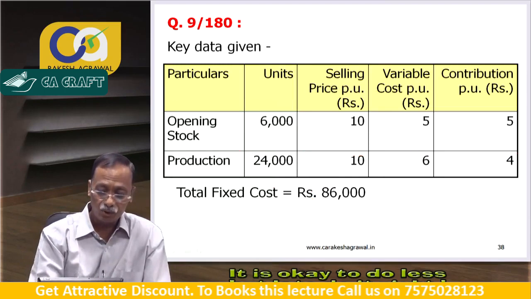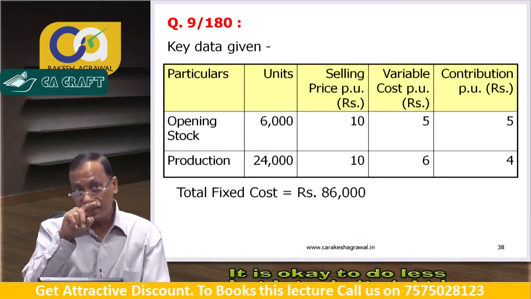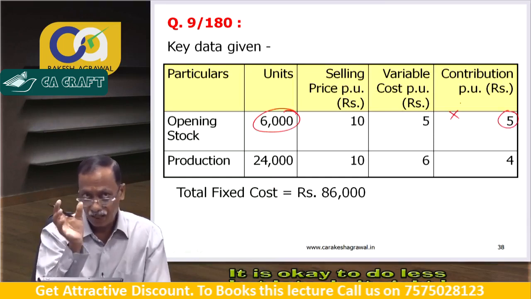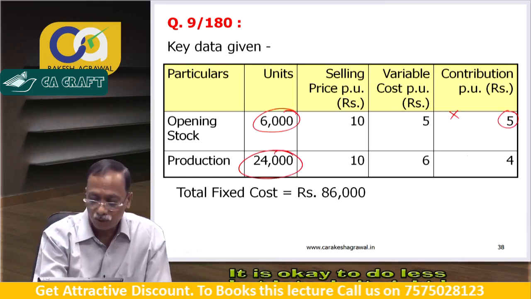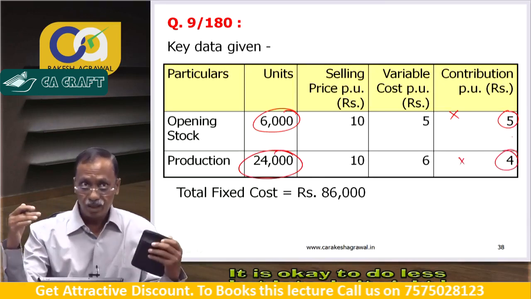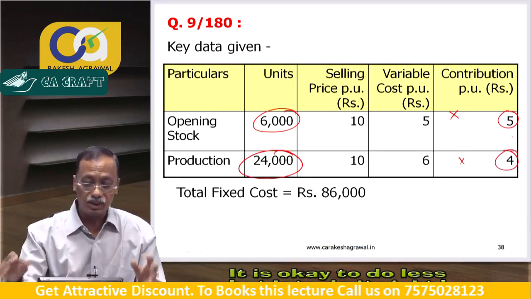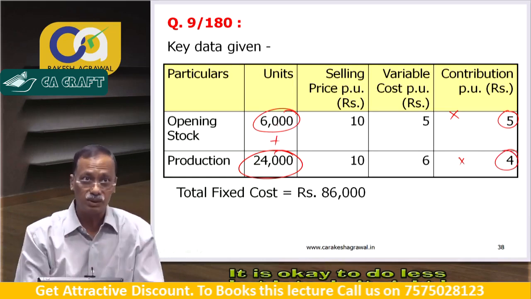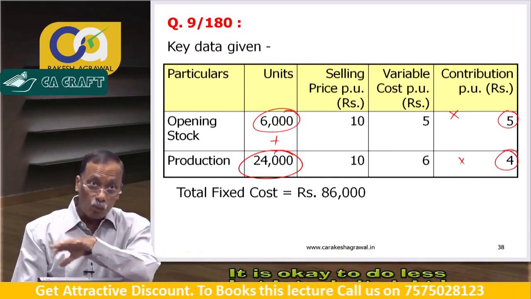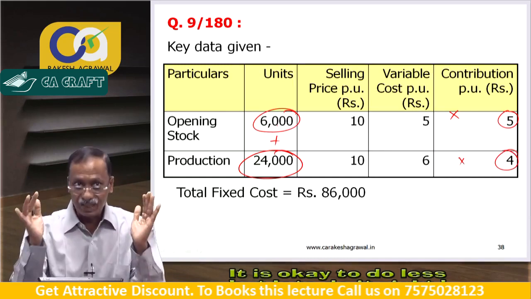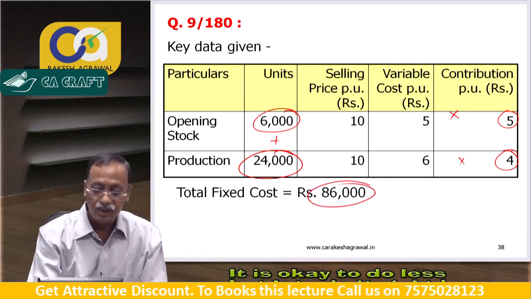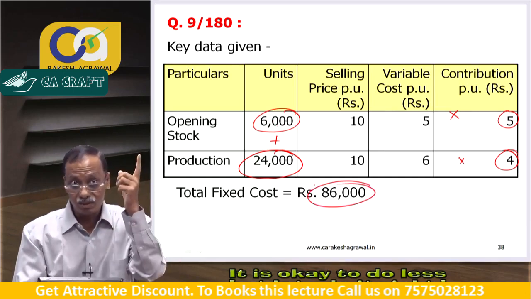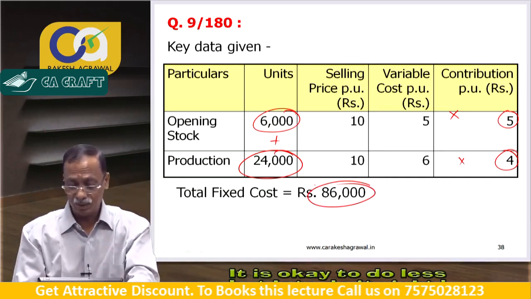And for average, what we have to do? For average, we have to calculate a weighted average contribution, that is 6,000 units into 5 rupees. I'll get total contribution. Then 24,000 into 4 rupees. I will add in the numerator total contribution divided by total quantity. Total quantity is 6,000 plus 24,000, that is divided by 30,000 units. So by doing this, I will get weighted average contribution per unit of entire quantity. And then 86,000 divided by weighted average contribution per unit, I will get BEP. That will be using weighted average method. Is that clear to you?